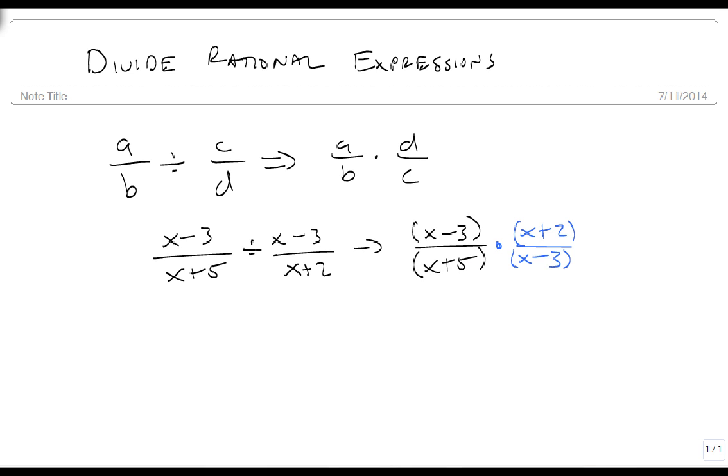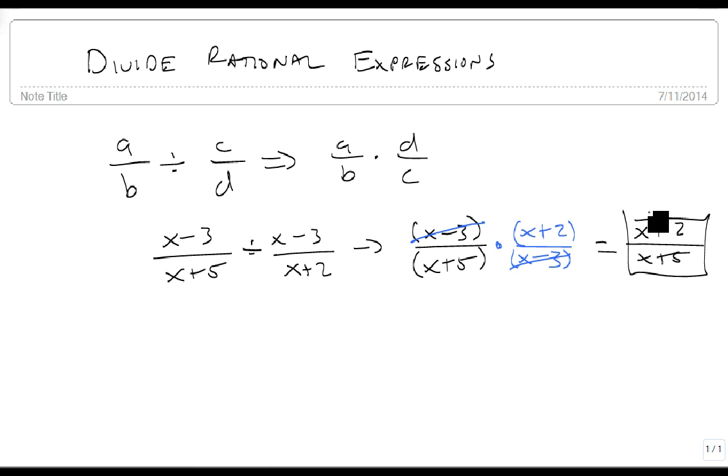We note that we have an x minus 3 on top and on bottom. Since the x plus 5 and the x plus 2 are not the same, we can simply write our answer as x plus 2 over x plus 5, and we have successfully divided this rational expression.